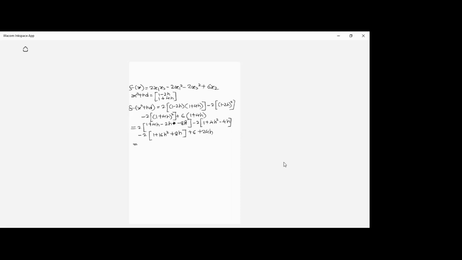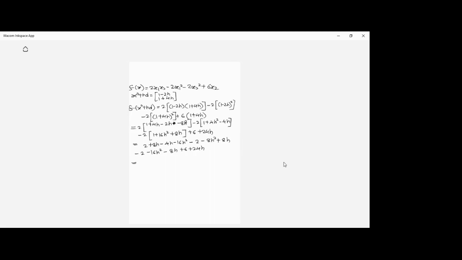Now if we try solving this numerical, what will we be getting? We try opening the bracket. So it is 2 plus 8h minus 4h minus 16h square minus 2 minus 8h square, plus 8h minus 2 minus 16h square minus 8h plus 6 plus 24h, right? So if we try combining h square, so it is minus 16h square minus 8h square and minus 16h square.